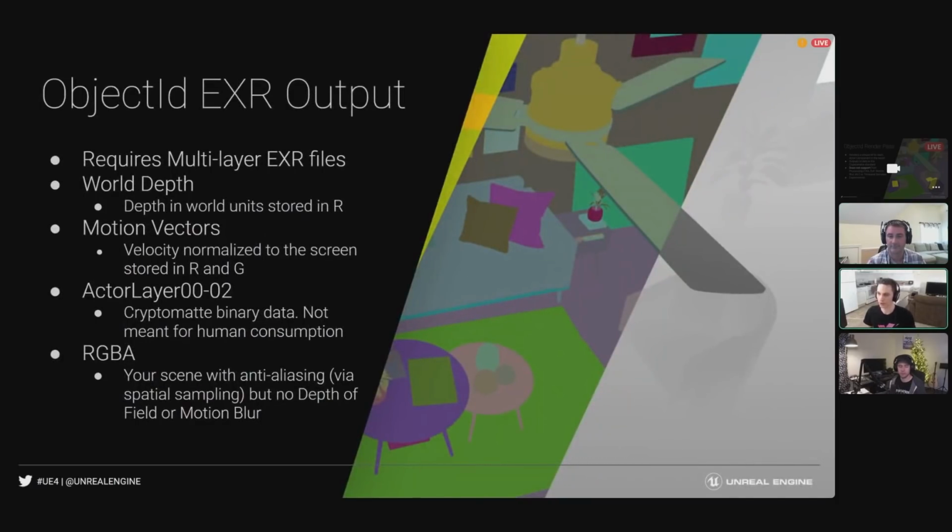All right, so what does an object ID EXR output file look like? Again, this requires multi-layer EXR files. It does not work with single layer ones. This is a requirement of the Cryptomatte standard.